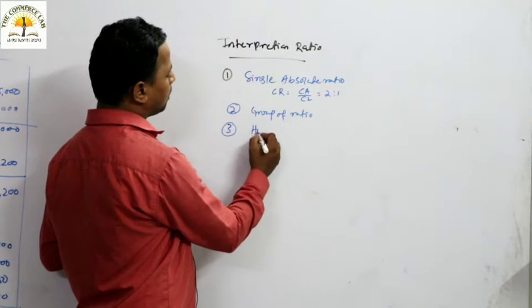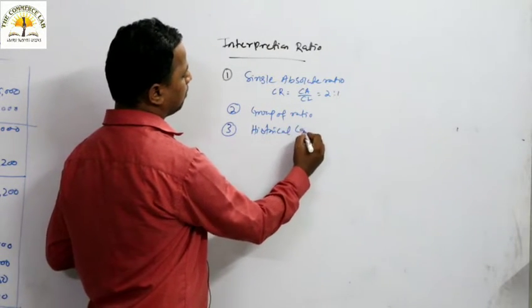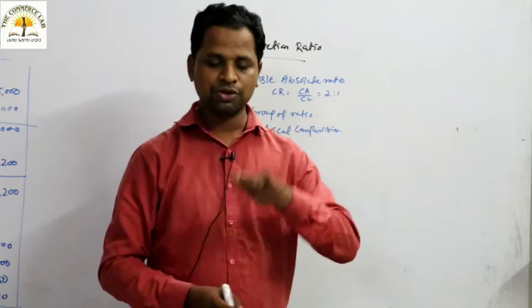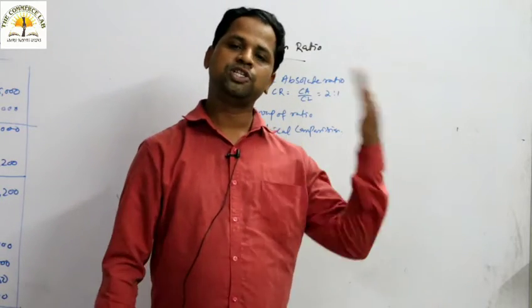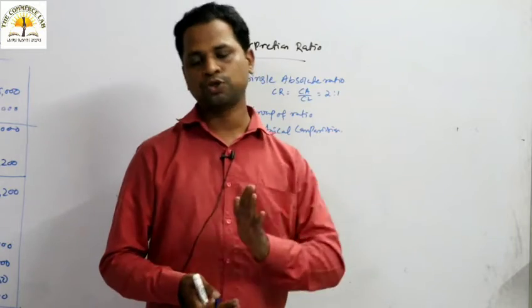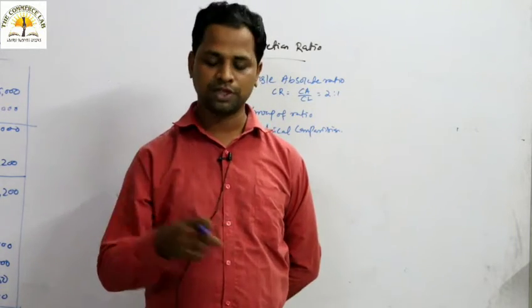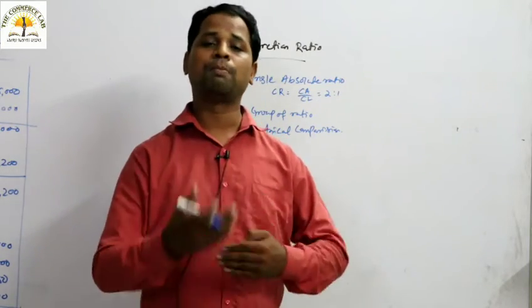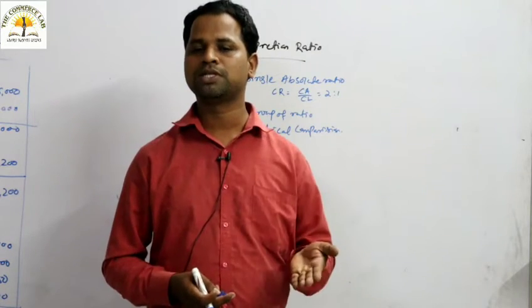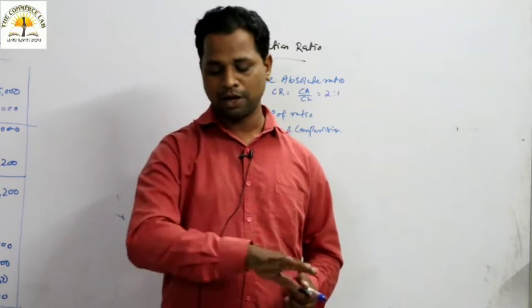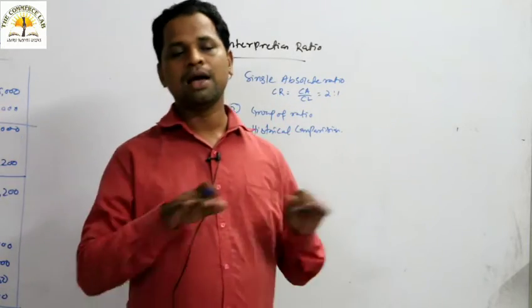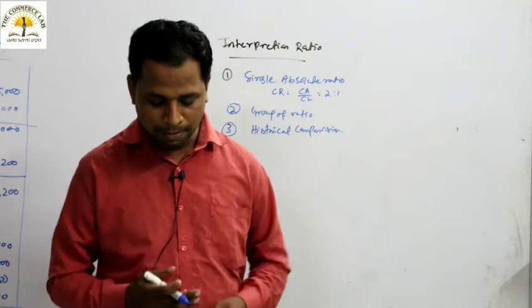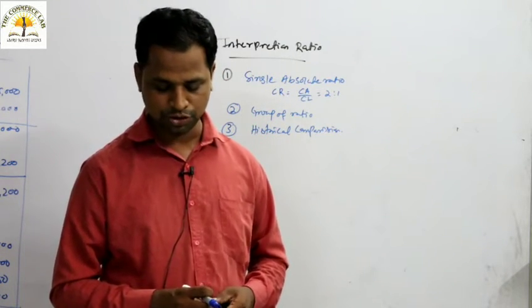Thereafter, historical comparison. What is historical comparison, students? Historical comparison means you compare the ratio you calculated this year with the ratio of the previous year, so that you can analyze whether the company's performance is improving or deteriorating. Whether the company is performing good or bad, or whether the company's performance is the same this year as last year. So you are able to compare this while interpreting the ratios.